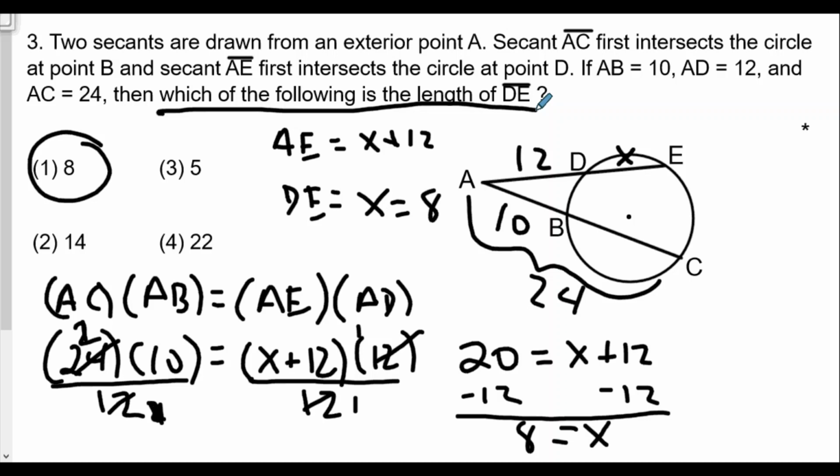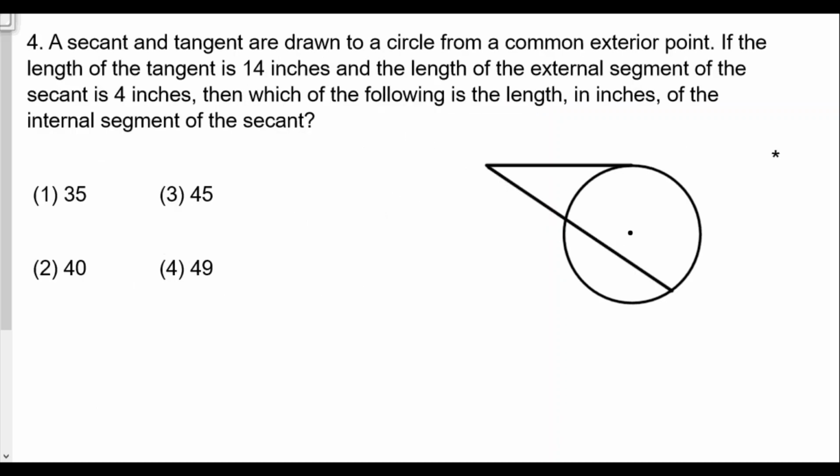Okay, so now we're at question number 4. A secant and a tangent are drawn to a circle with a common exterior point. If the length of the tangent is 14 inches, so here again it draws itself. We didn't label anything, but we know in this case that the tangent touches the circle at 1 point, while the secant goes through the circle at 2 points. So our tangent segment is this piece here, and that measures 14. And the length of the internal segment of the secant, this secant here, is 4.